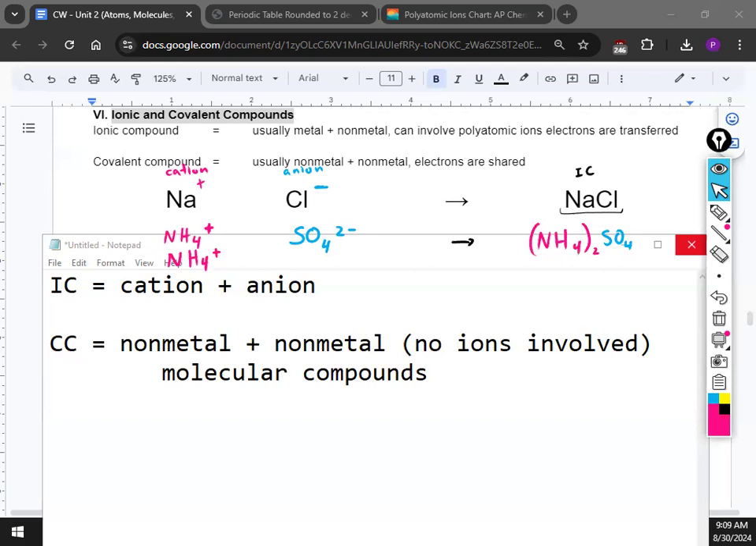Not on this test, no. Yeah. Alloys, you might get like one question on the AP test every like 2-3 years.